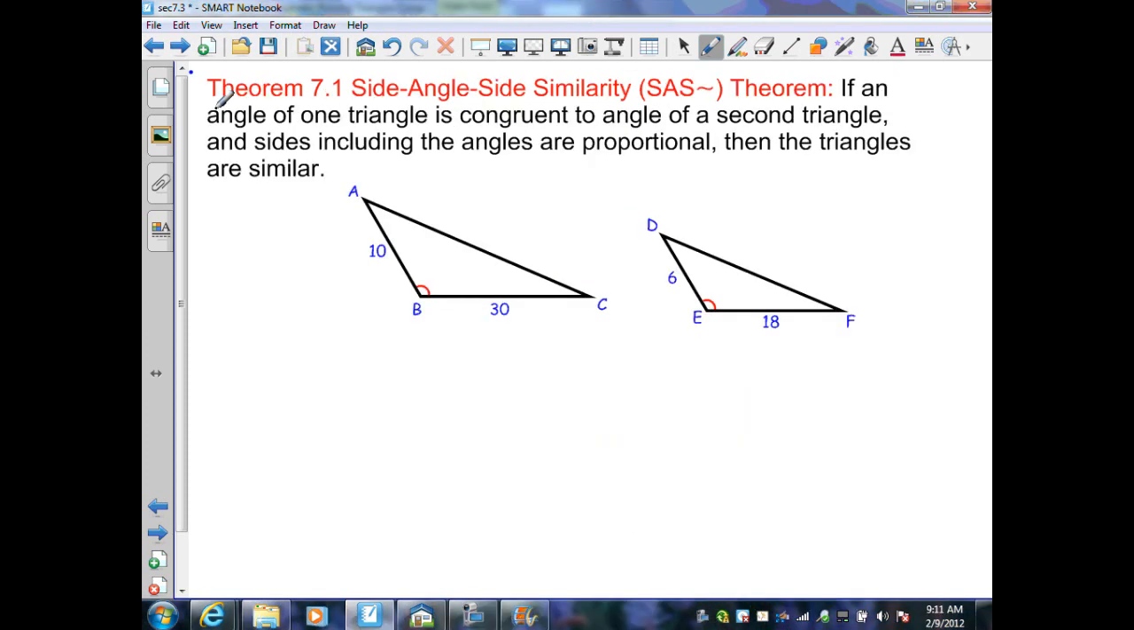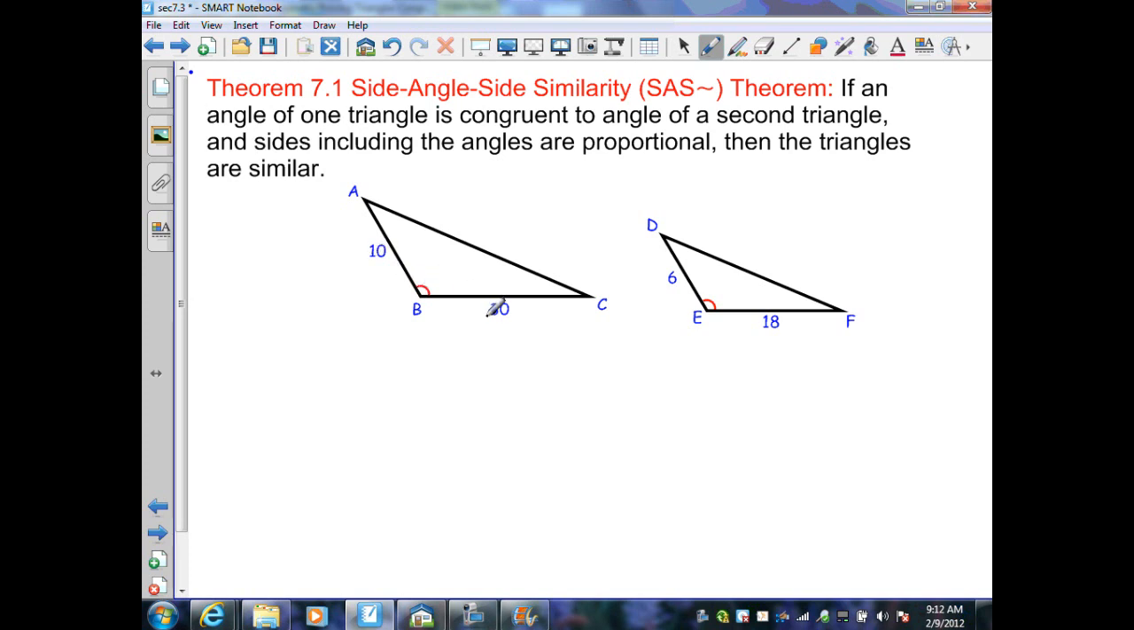Our second shortcut is theorem 7.1, side-angle-side similarity postulate, abbreviated SAS similarity. This theorem states if an angle of one triangle is congruent to an angle of a second triangle, and the sides including that angle are proportional, then the triangles are similar. So here I have angle B and E congruent, and angle B and E are included between side AB and BC and DE and EF. Therefore, this does generate my side angle side.